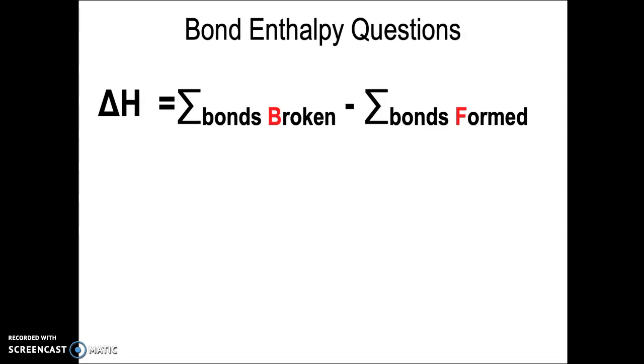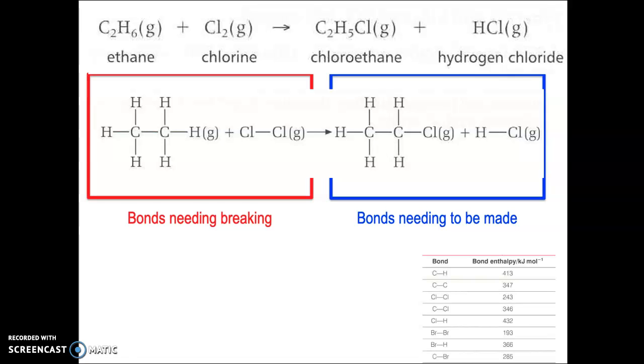So I can't emphasize enough how important this equation is, and it is relatively straightforward to remember. Bonds broken minus bonds formed. Let's have a look at an example. So you've got here ethane reacting with chlorine, so those are our reactants, and we'll need to break all their bonds up so they can realign themselves and form these new compounds, chloroethane and hydrogen chloride.